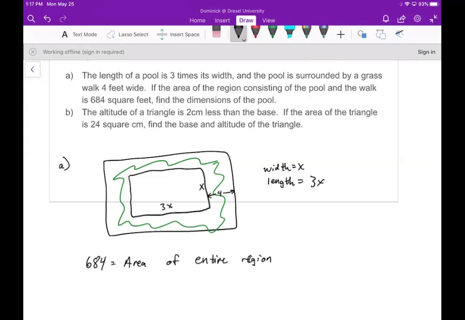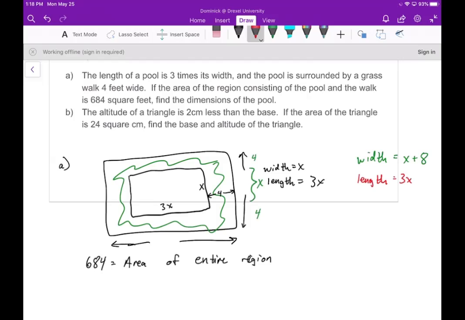Well, the entire region is not 3x times x. We need this length times this length. If the walk is 4 feet wide, then on this side we have the x from the pool and a 4 and a 4. So it looks like the width of the entire region is x plus 8. And then by the same logic, the length is 3x plus 8, because you're adding 4 on each side.